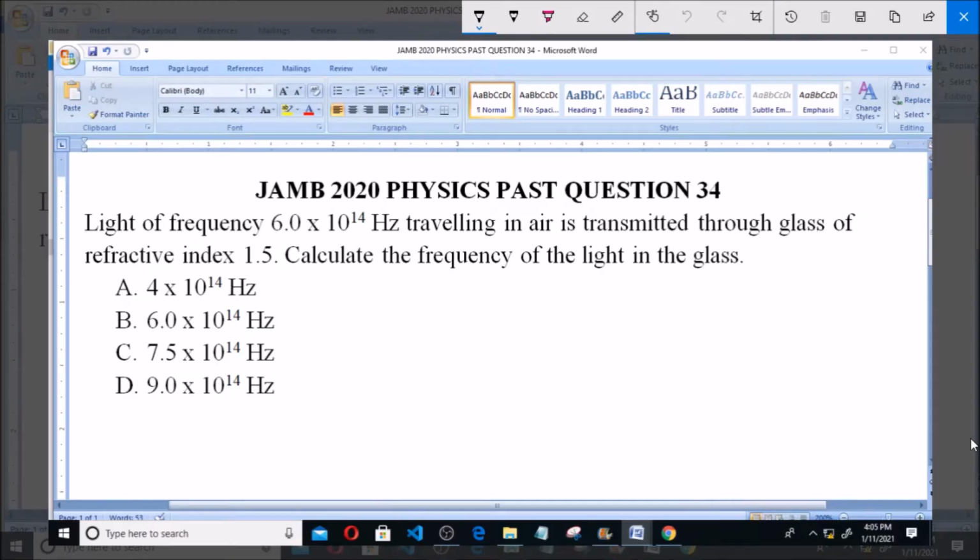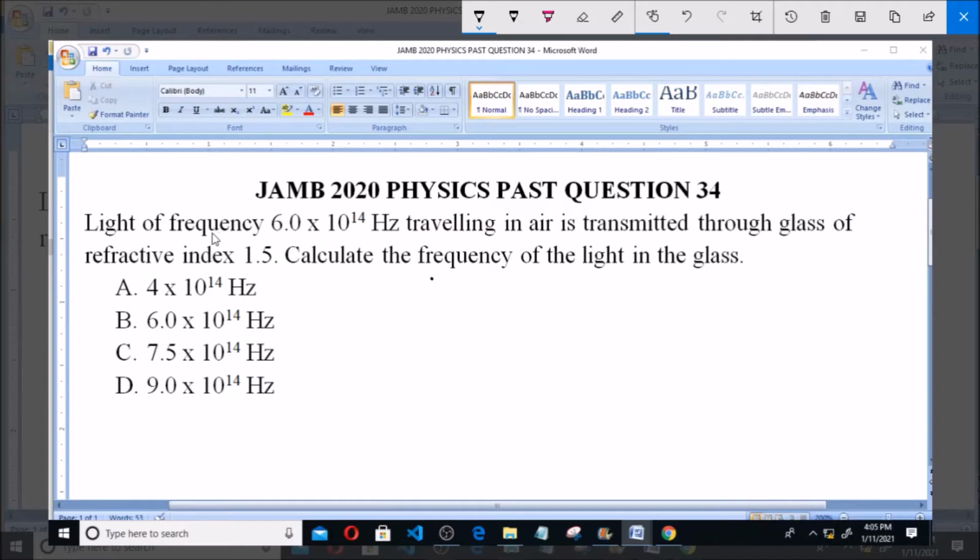I'll be answering JAMB 2020 Physics Past Question 34. Light of frequency 6.0 times 10 raised power 14 Hz traveling in air is transmitted through glass of refractive index 1.5. Calculate the frequency of the light in the glass. A says 4 times 10 raised power 14 Hz, B 6.0 times 10 raised power 14 Hz, C 7.5 times 10 raised power 14 Hz, and D 9.0 times 10 raised power 14 Hz.